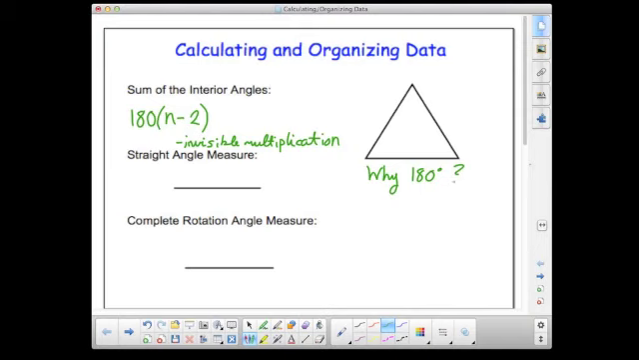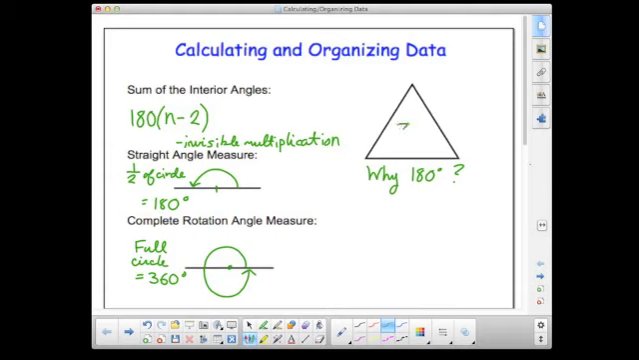So why 180 degrees? Well, when we look at a straight angle measure, we have 180 degrees. It's 1/2 of a circle. And if you are a skateboarder or a rollerblader or a mountain biker, you might be familiar with that kind of terminology. A complete rotation angle measure is 1 full circle, and that is equal to 360 degrees. Again, if you spin around in a full circle, you're at 360 degrees.